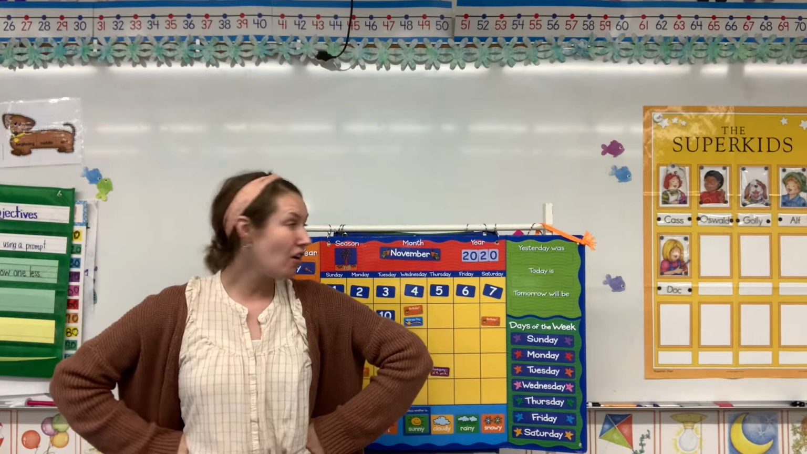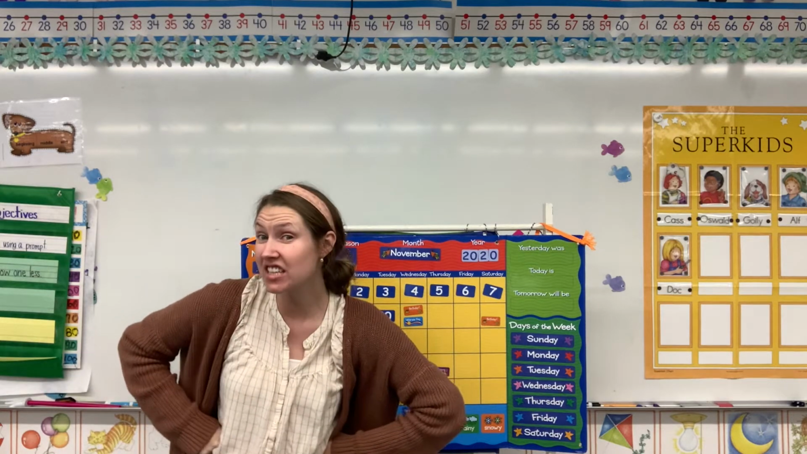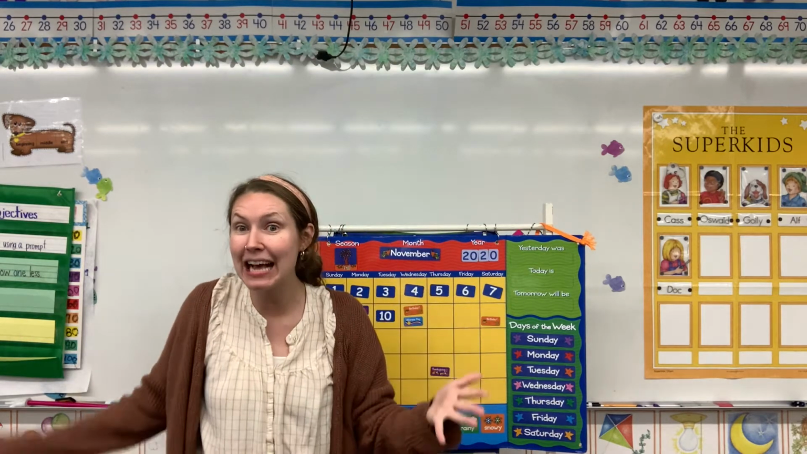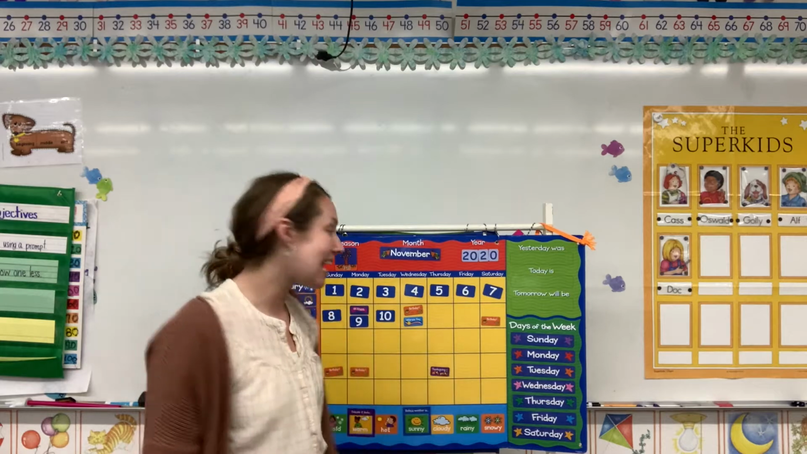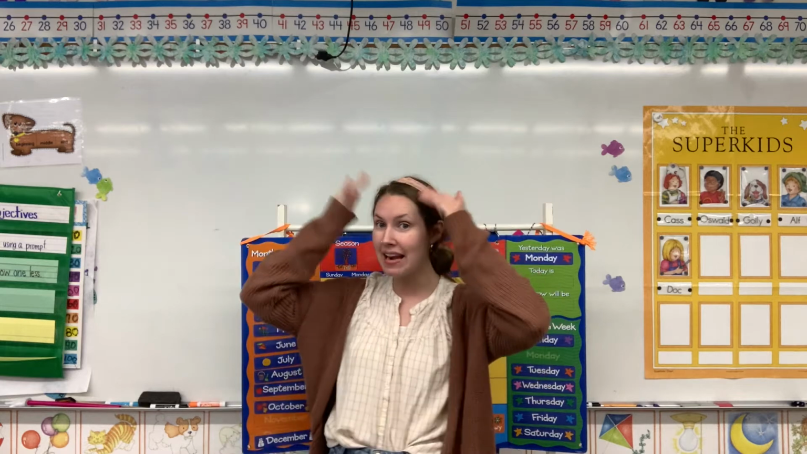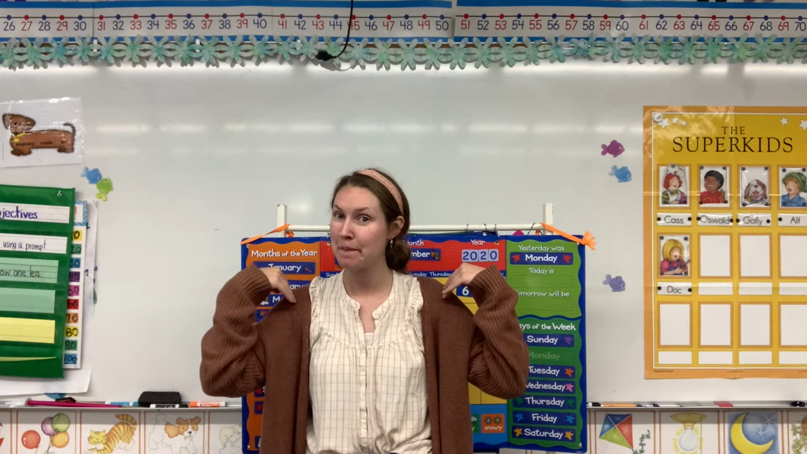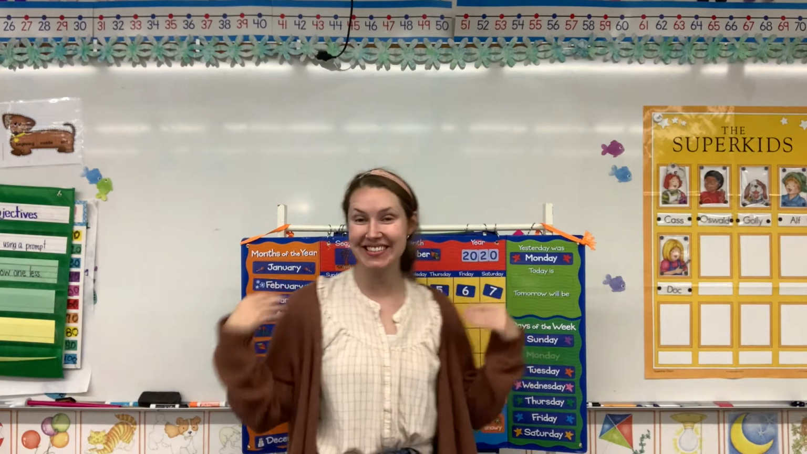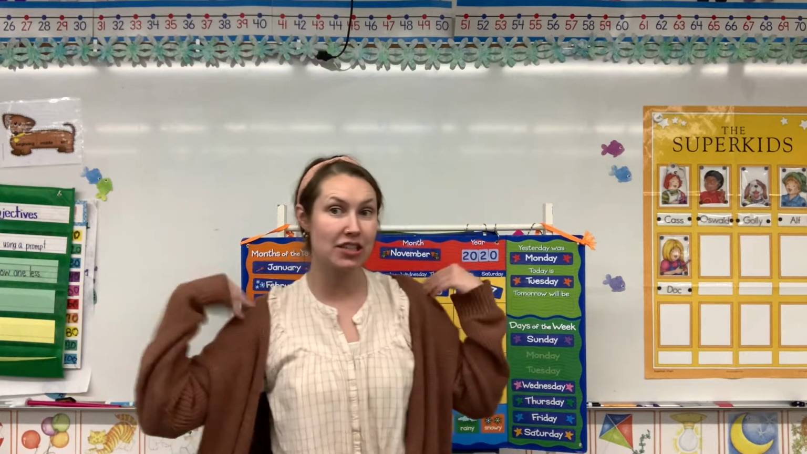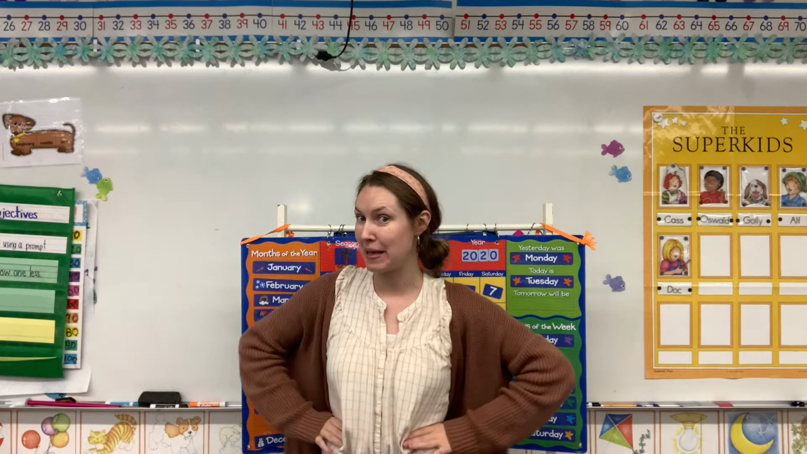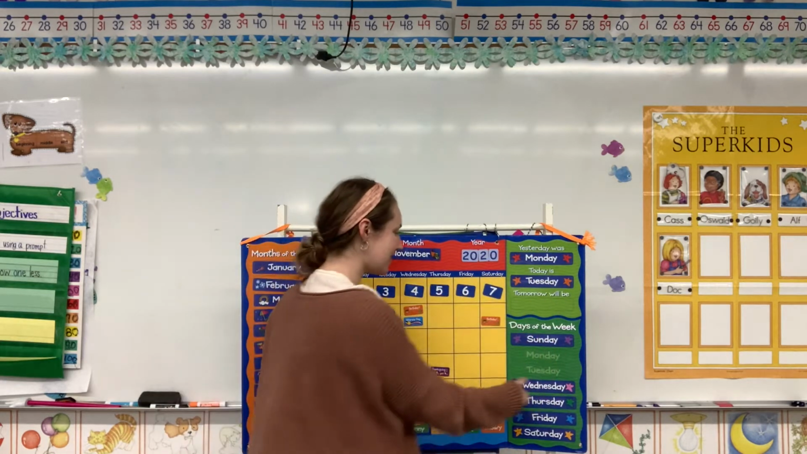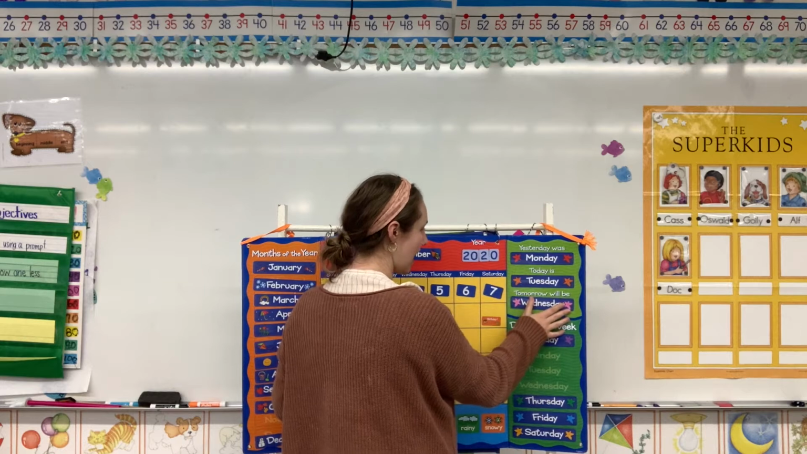Now, usually the first day of our week when we're having school would be Monday, but we didn't have school yesterday. So that means that yesterday was Monday. So if yesterday was Monday, what is today? Tuesday. Very good. Today is Tuesday. Now, if today is Tuesday, what will tomorrow be? Wednesday. Very good. Tomorrow will be Wednesday.